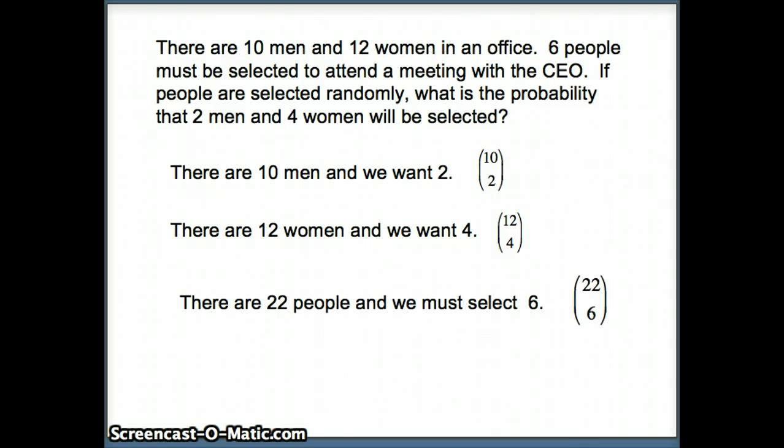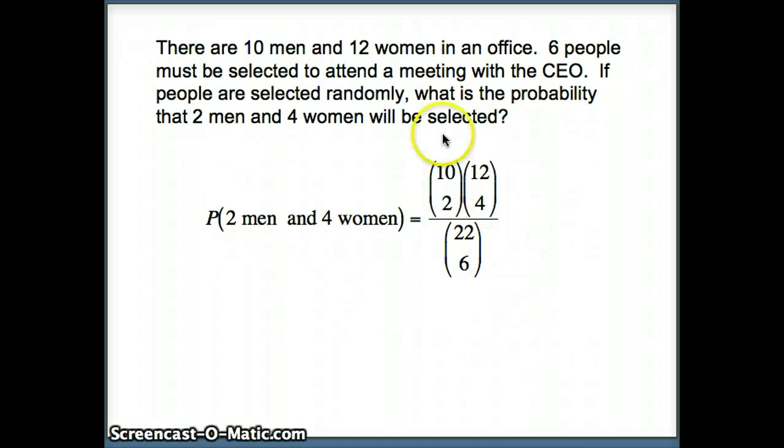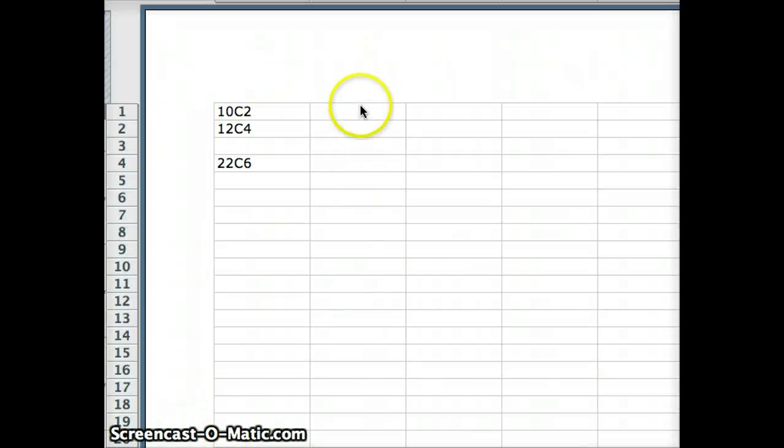2 plus 4 is 6. So our denominator is going to be 22 choose 6. Now putting these things together, 10 men we want 2, 12 women we want 4, 22 people total, we want 6, and we will again go to Excel to find our values. So here are the numbers we need for this example.